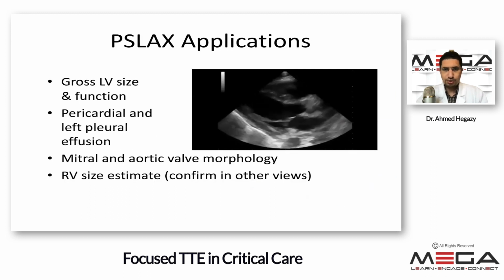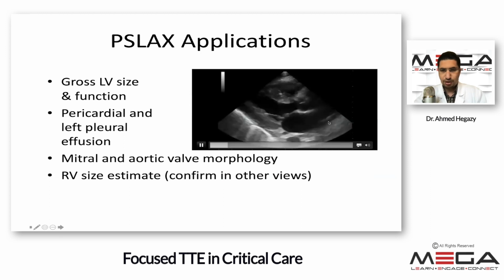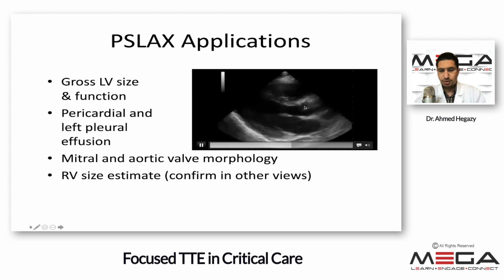What do we use our parasternal long axis for? We use it to assess gross LV size and function. We use it also to assess pericardial and left pleural effusions. And here we also see very clearly the mitral valve and the aortic valve. So we can assess mitral and aortic valve morphology from this view.